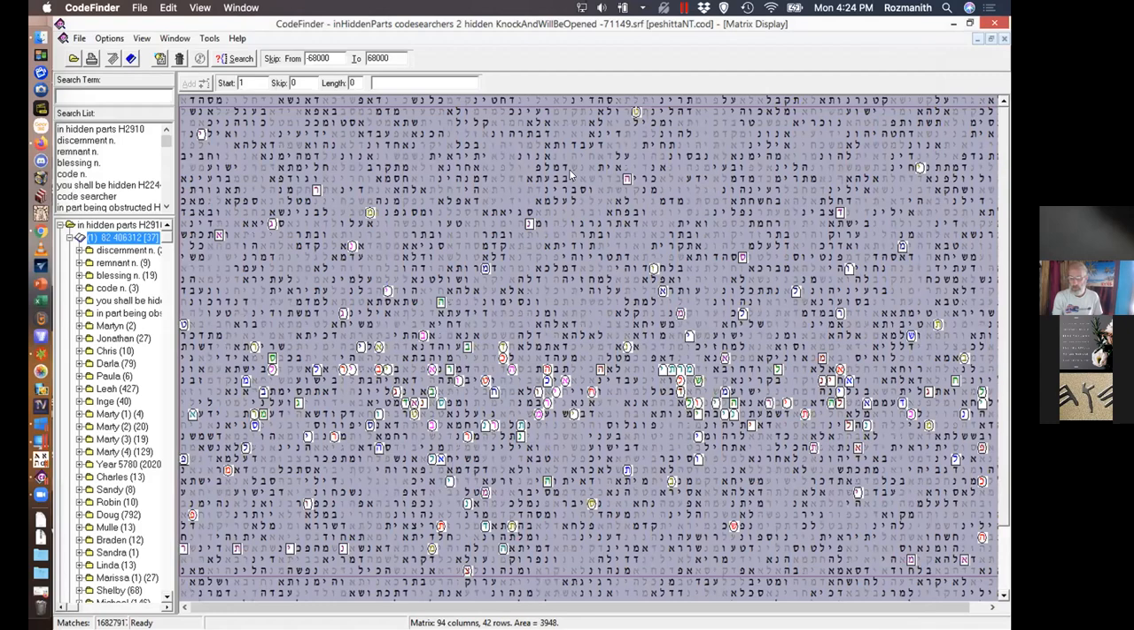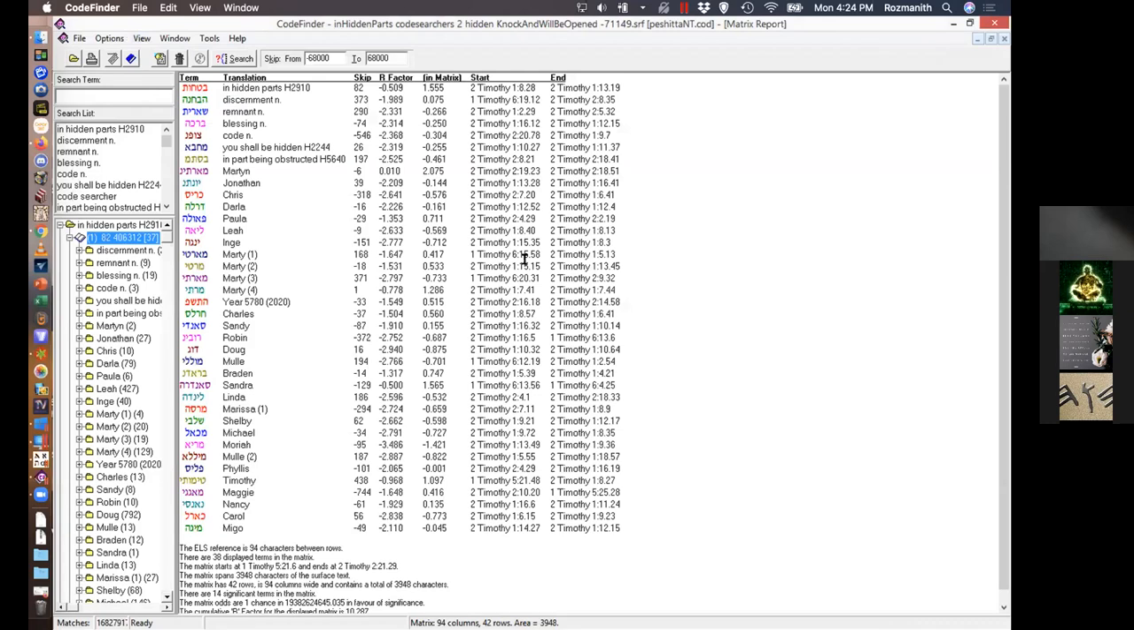So this is the first table I showed you, in hidden parts. I went and added Maggie, Nancy, Carol, and Migo. Because Nancy and Migo come up under the same name, it improved the table odds to 19 billion. As you can see, they all came up. I think it's interesting that Migo and Nancy are in the same piece of scripture. Kind of poetic.